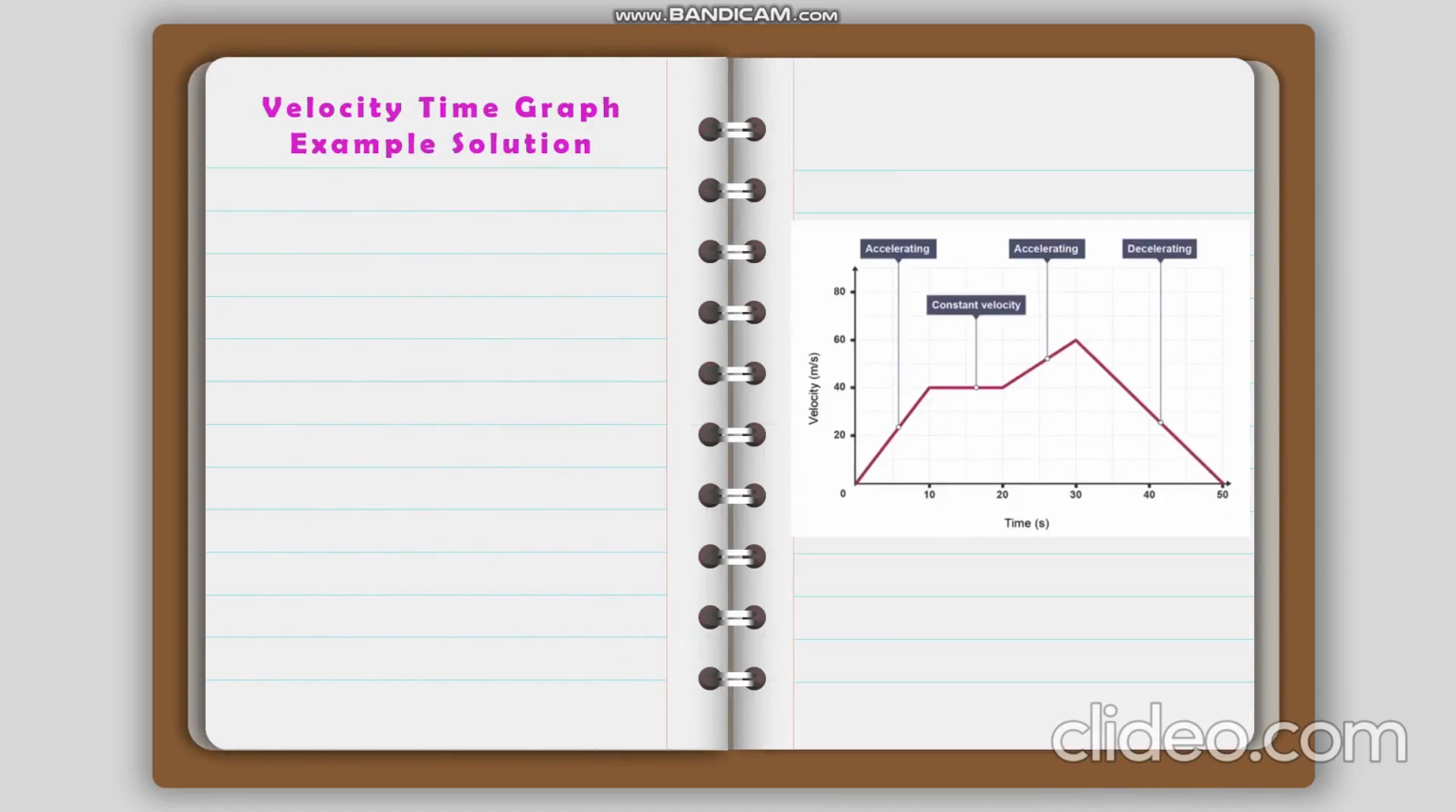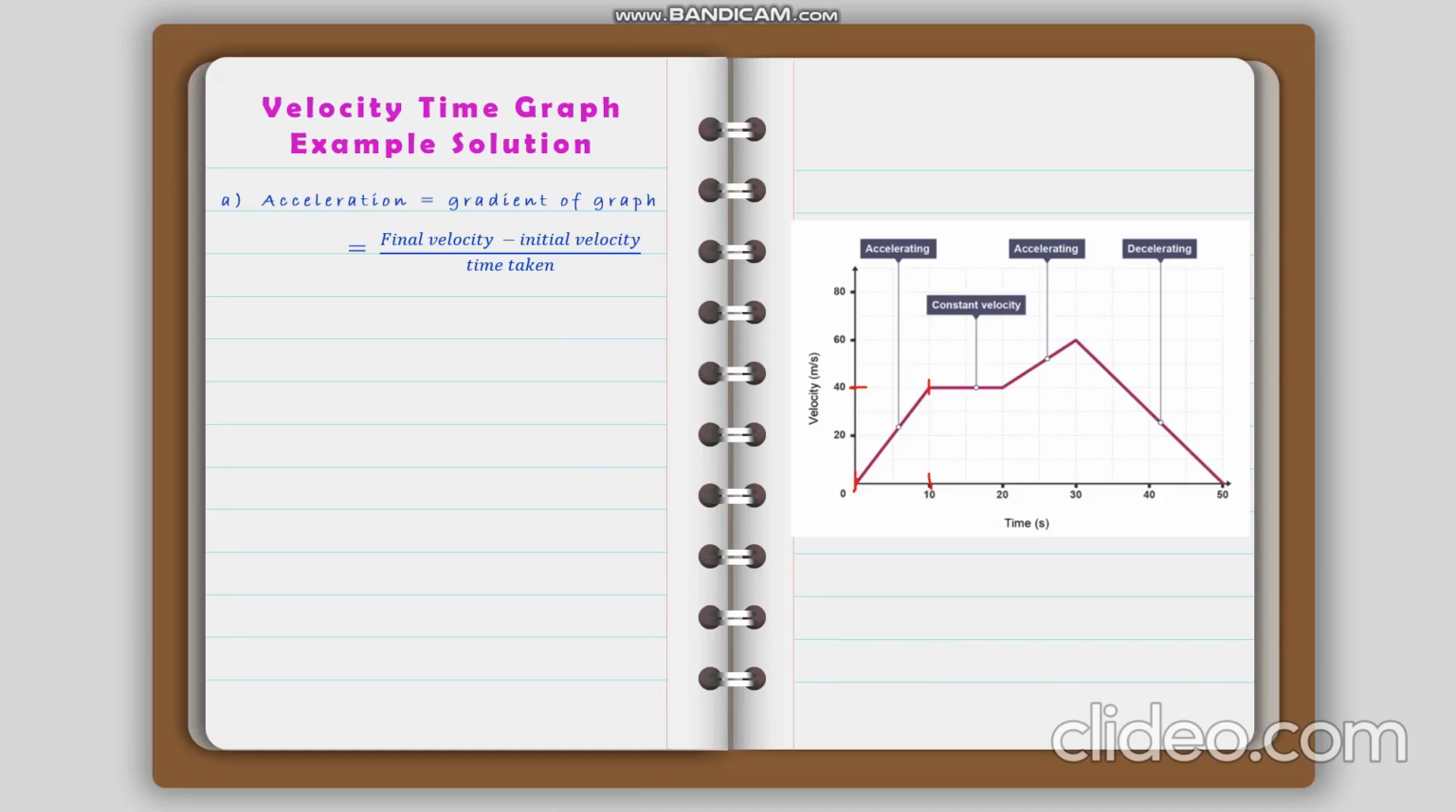So looking into part A of the question, which asks us to find the acceleration in the first 10 seconds, we know that acceleration is given by the gradient of the velocity time graph, and it's given by the formula final velocity minus initial velocity over the time taken. So we can read off the final velocity from the graph at this point to be 40 meters per second, and the initial velocity to be 0 meters per second.